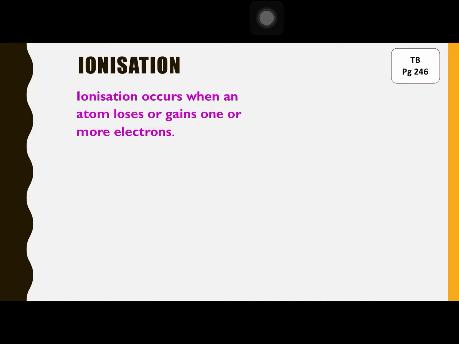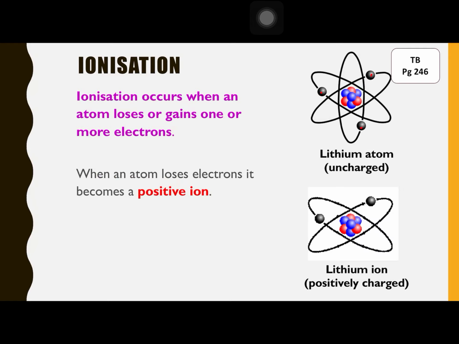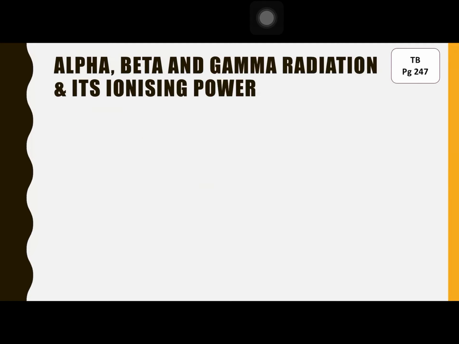Okay, so what's ionization? Ionization occurs when an atom loses or gains one or more electrons. So when an atom loses an electron, it becomes a positive ion. If you look at this lithium atom over here, this is uncharged. It has got 3 electrons. When it loses 1 electron, we call that a lithium ion. Because electrons are negative charges, right? If I lose something that's negative, I become positive. And when an atom gains an electron, so if it gains negative charges, it becomes negatively charged. So it becomes a negative ion.